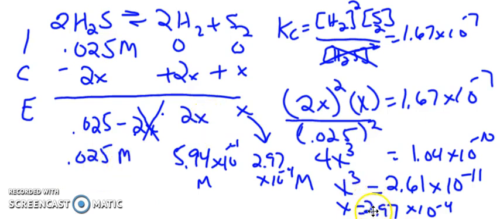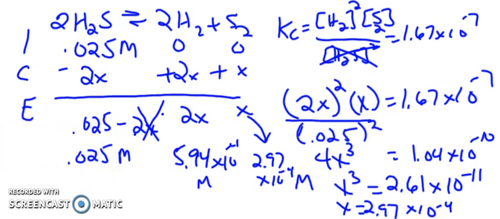2 times this value here is 5.94 times 10 to the negative fourth, and then this value is 2.97 times 10 to the negative fourth. What might not be a bad idea, just to prove to yourself that this is worthwhile, is if you went ahead and took 0.025 minus 2 times this number, what are you going to get? So 0.025 minus 0.00059, I get 0.0244, which is awfully close to 0.025. So it really didn't change that value by much at all. And so I am convinced that we did the right thing.